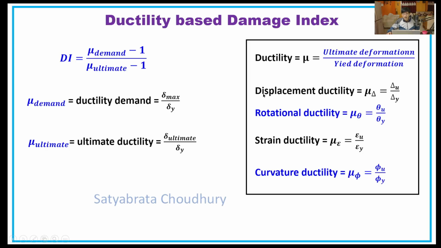However, the ductility can be expressed in terms of displacement, rotation, strain, or curvature. So these are all given here. We have discussed this in earlier video also. These are not different ductilities for the same system or same element. It is the same ductility expressed in different ways. However, the magnitudes are different. This magnitude is highest, then lower, and lowest is displacement ductility value.